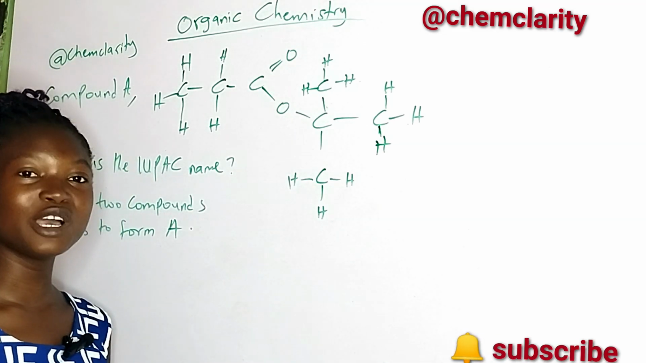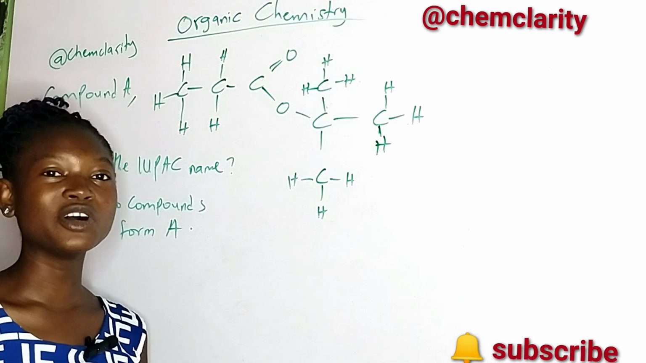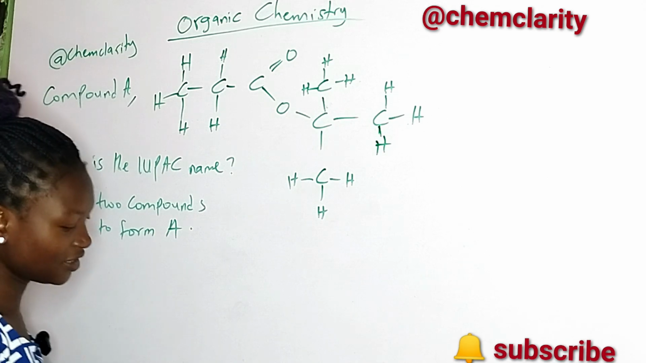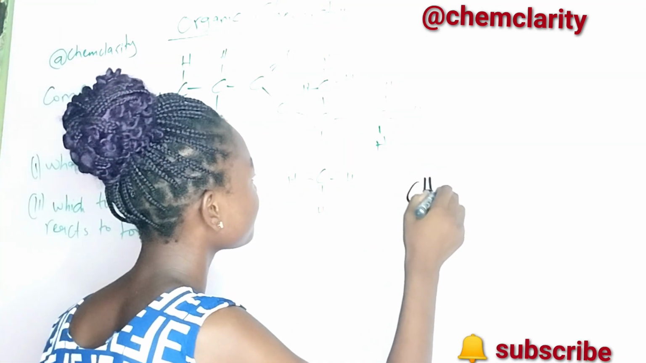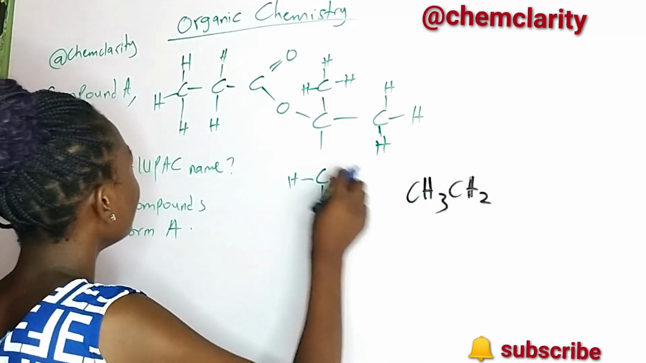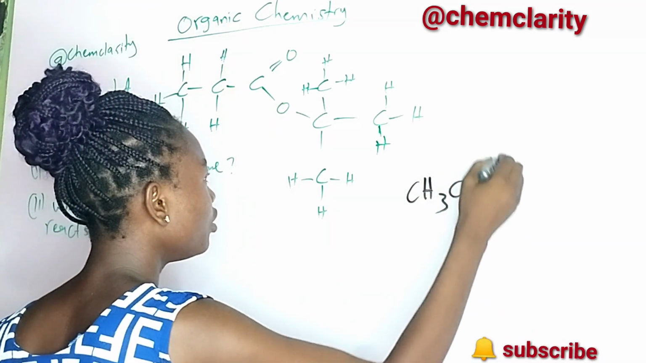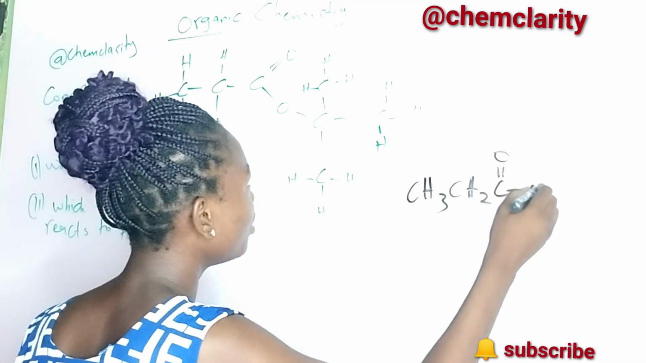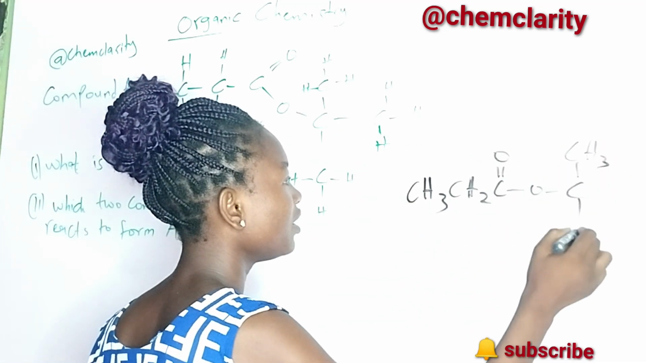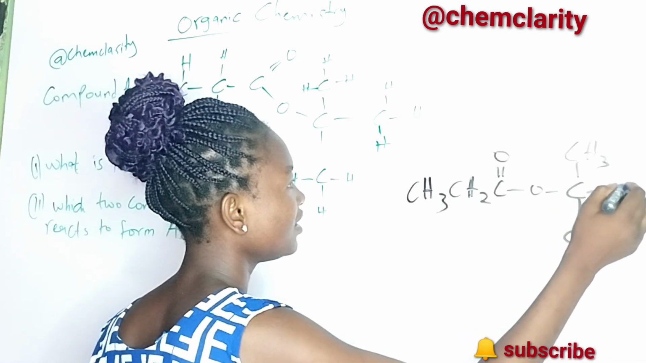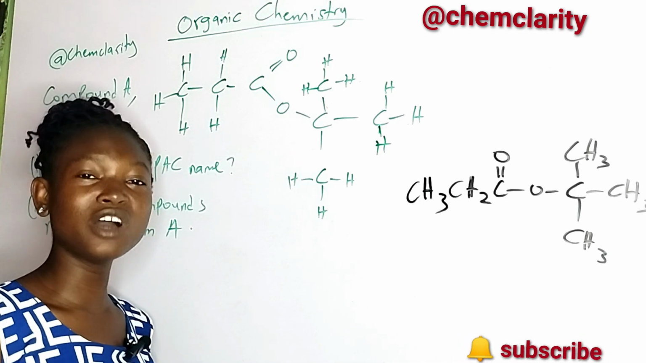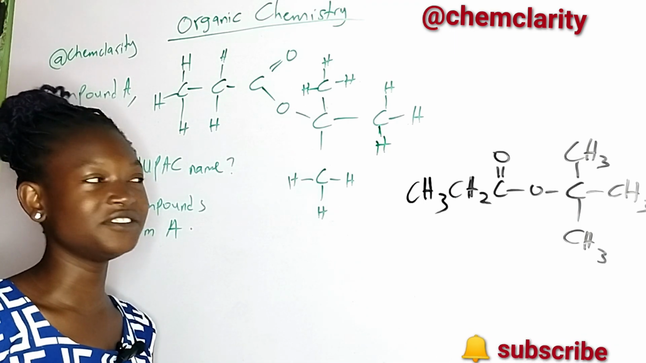So one thing I'll tell you to do is to write it in a condensed form that you can understand very well. This is a CH3. So this is CH3 and this is CH2. This is C=O. And this is the carbon here, the CH3 up, CH3 down, and CH3. Can you see that the structure is not that complex? It's just the way it is written.